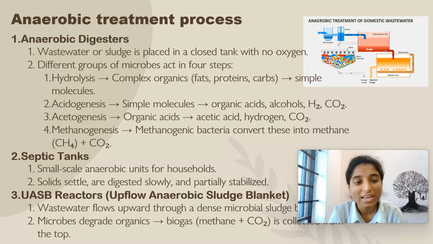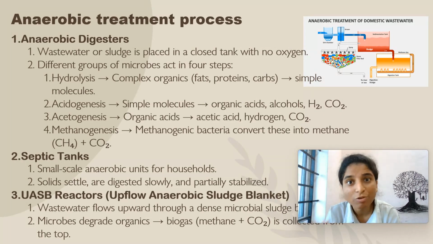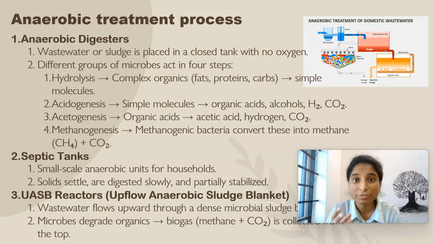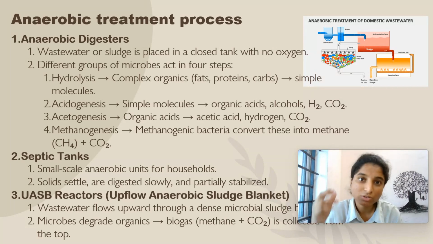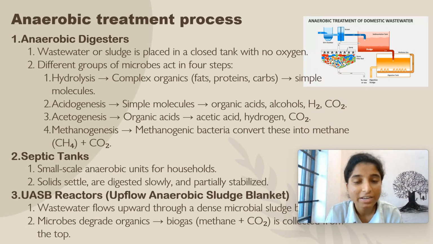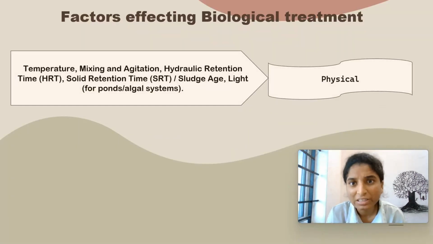After that comes UASB reactors, which means upflow anaerobic sludge blanket, where the wastewater flows upward through a dense microbial sludge, and the biogas will be produced from below. So why are we collecting the methane or biogas from the top? Because methane and CO2 have lower density than the wastewater. Of course, when they are produced, they will come up in the tank. So that's why we design this reactor, so that we can collect gases like methane and CO2 from the upside of the reactor.